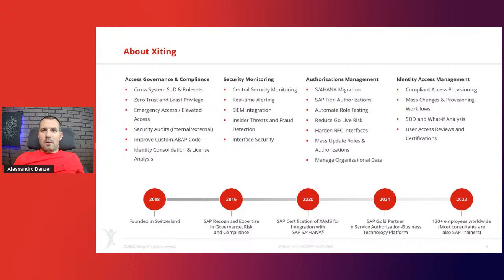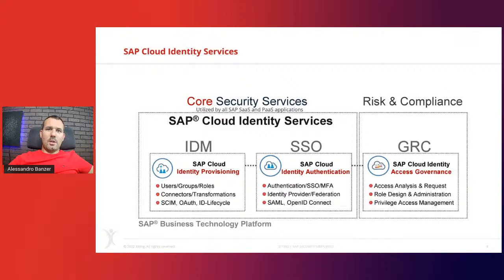Exciting is an SAP Gold partner. We have over 130-ish employees as of today, and we have a very close relationship with SAP, especially when it comes to training and educational content. We also do a lot of SAP trainings. That's enough about us. I want to talk about the topic, and that's why we are all here. So let's talk about IAG.